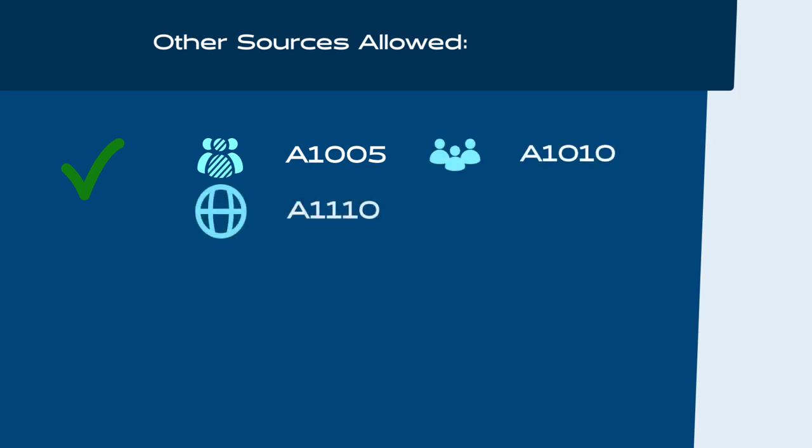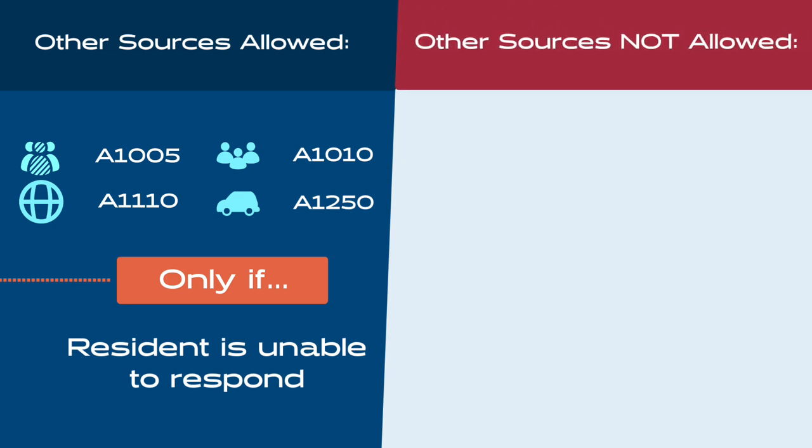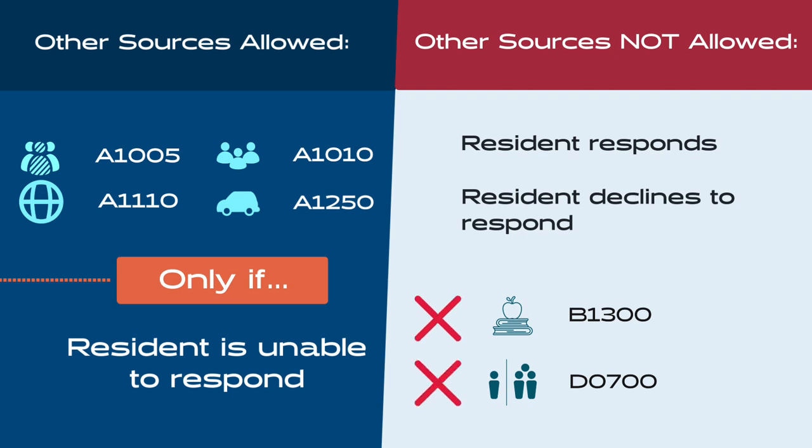Let's review. Input from other sources can be used to code SDOH items A1005, ethnicity, A1010, race, A1110, language, and A1250, transportation, only if the resident is unable to respond. The assessor cannot use input from other sources if the resident offers a response or declines to respond. Input from other sources may not be used to code SDOH items B1300 health literacy and D0700 social isolation, as these items are resident self-report only.